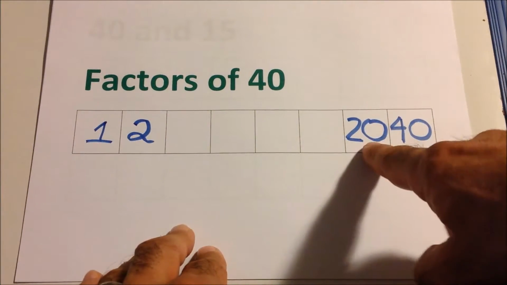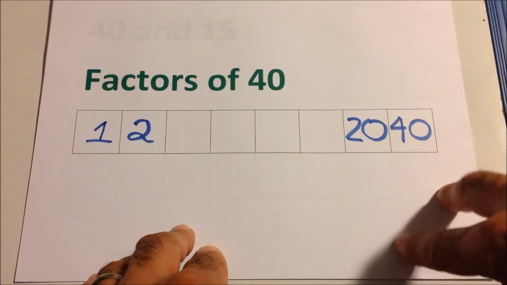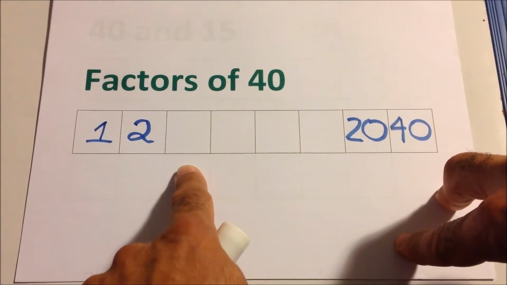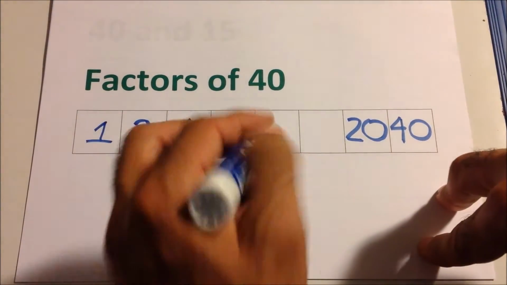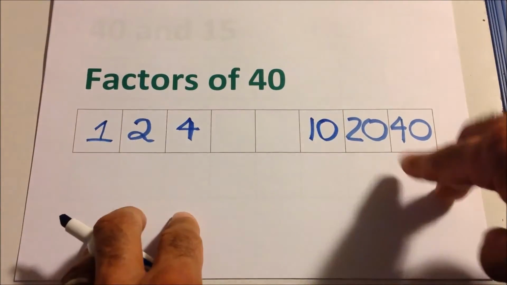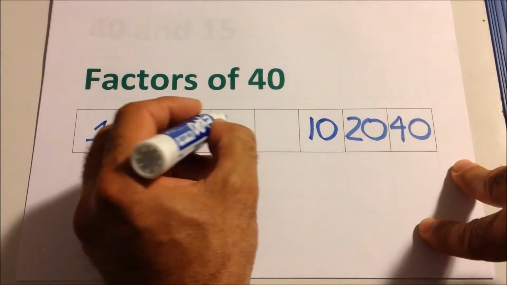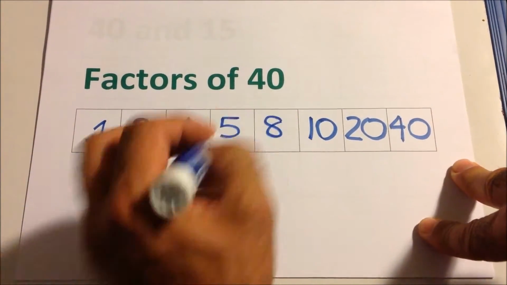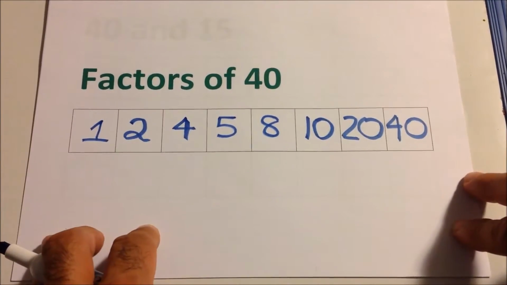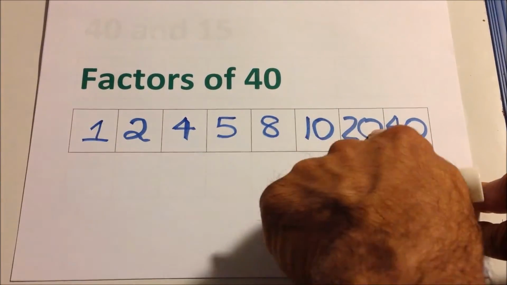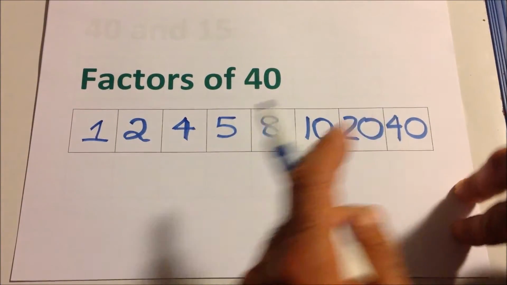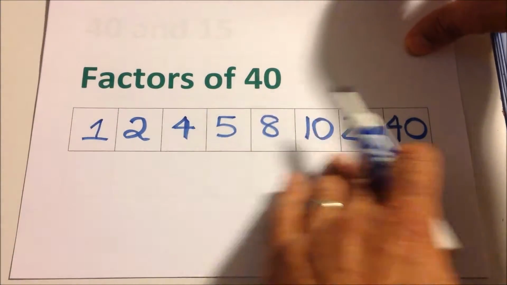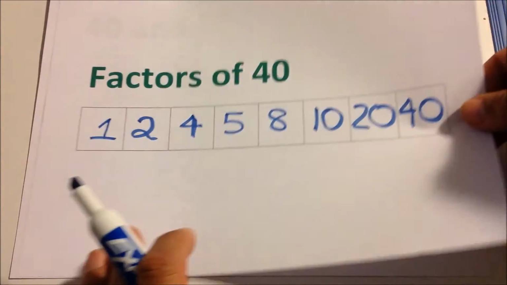Now there can't be a number bigger than 20. So what about 3? Well, 3 doesn't go into 40, but we know 4 does. 4 goes into 40 10 times. And 5 goes into 40 8 times. So those are the factors of 40, and 40 is a multiple of all these numbers. So this is a box, and we're going to do that when we compare two numbers.